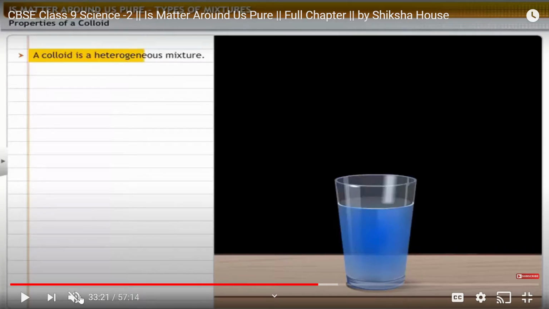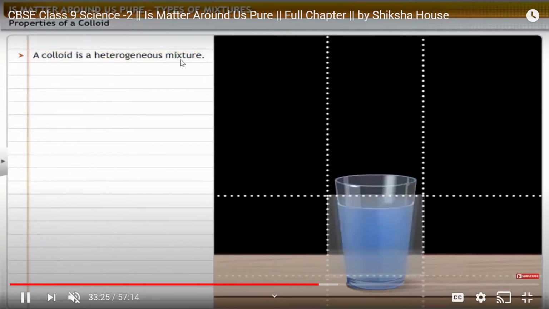Welcome back, children. Now, this video is about colloids, and we have taken an example here of water and ink. So, a mixture of ink and water is a very good example of colloid. You can see ink and water, and ink and water are a very good example of colloid. And children, look here, colloid is a heterogeneous mixture.